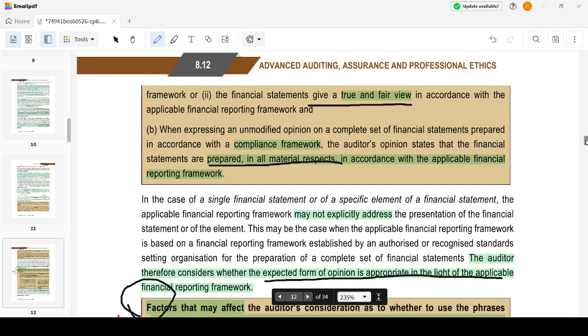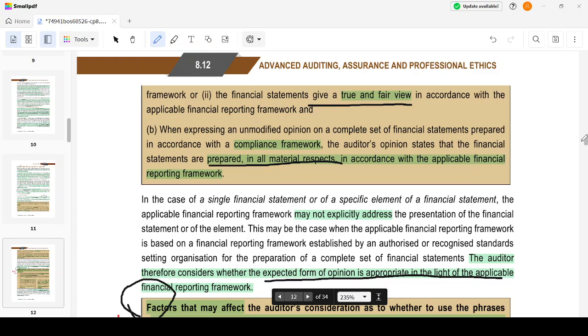If the financial statements have been prepared as per the compliance framework, I will be telling it has been prepared in all material respects in accordance with the applicable financial reporting framework. Now, in the case of a financial statement or specific element, the applicable framework will not explicitly address the presentation of the financial statement. This is what we have discussed, right? So what I have to do, I should check and take what are the relevant presentation requirements or form of opinion which has been given for a single financial statement.